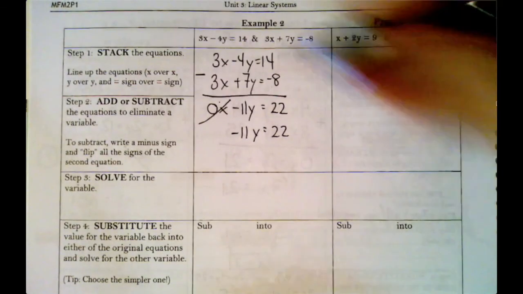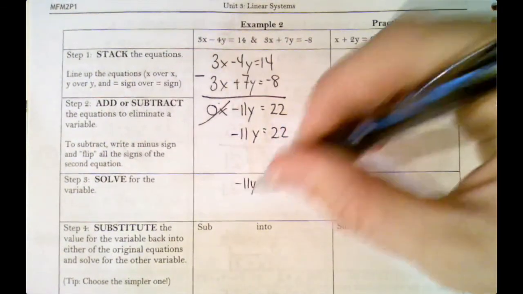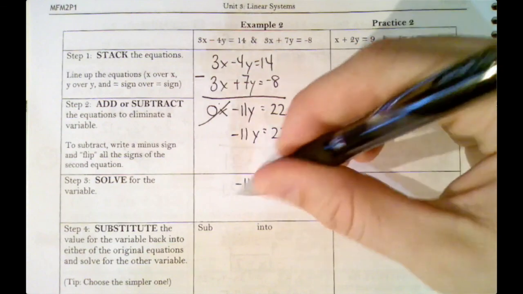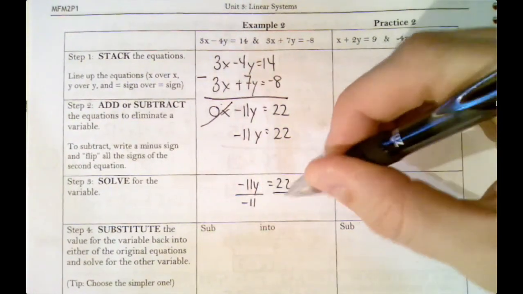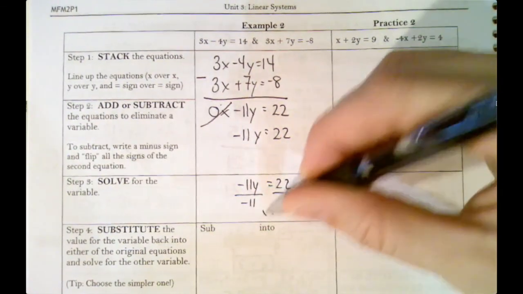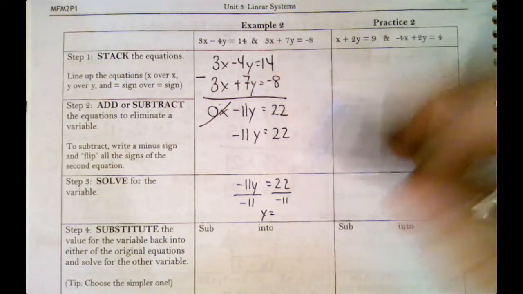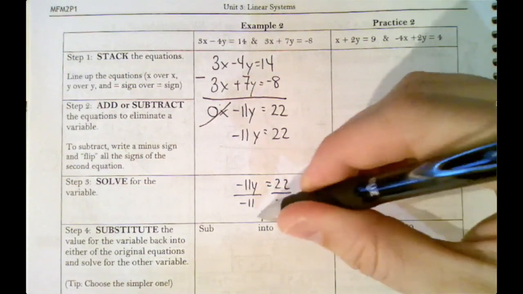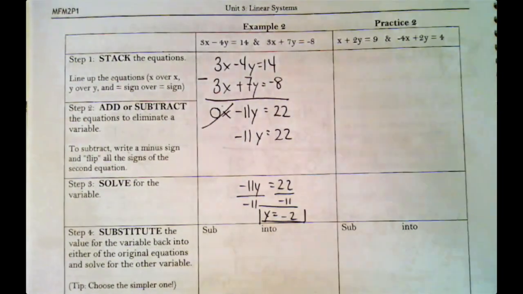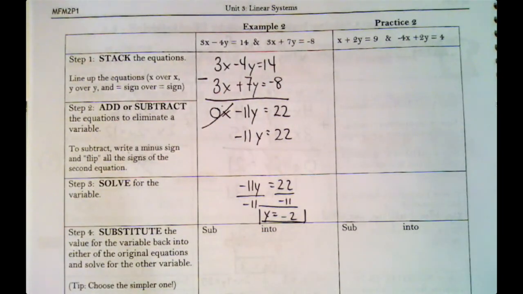Step 3 is to solve. So we got negative 11y equals 22. Divide away whatever's in front of the letter. And in my head, 22 divided by 11 is 2. Positive divided by a negative is a negative. So we get negative 2. And now we know what y is.